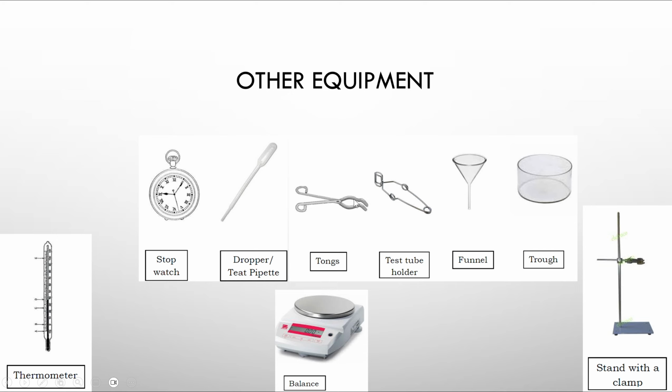Tongs is to handle hot objects. For example, if I want to hold a crucible after I heat it, I hold it with the tongs. Test tube holder from its name is for handling test tubes. Funnel, this is called a glass funnel. This is called a trough. A trough, I understand it can look a bit like a beaker, except the beaker has higher sides than the trough. Also, the beaker has graduation. A balance is used to measure mass, unit is in grams. This is called a stand with a clamp.